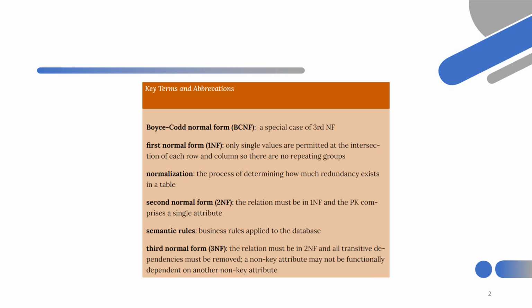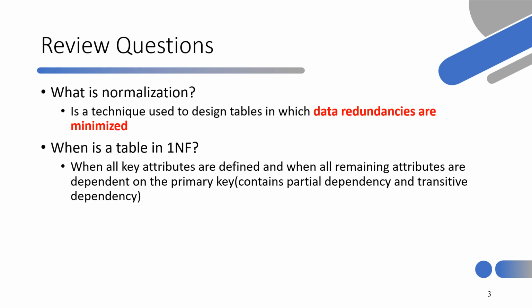Under normalization, we have several stages of the normal form. Normal form is a special term used under normalization. We have the first three normal forms: the first normal form, second normal form, and third normal form. And the special cases of the normal form, we have BCNF, Boyce-Codd normal form, and also fourth normal form.